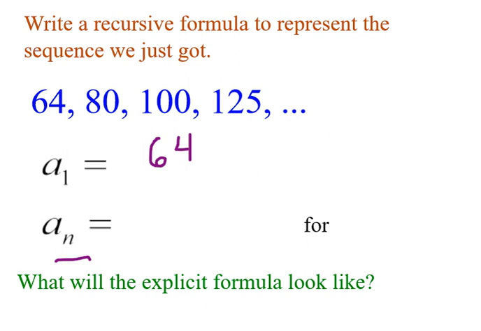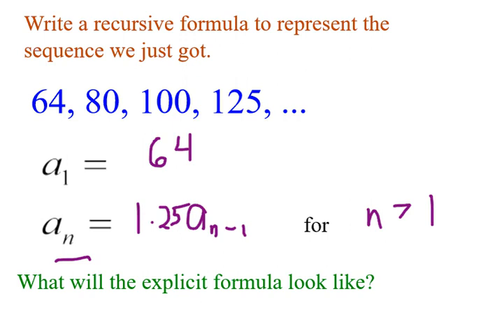Well, I take the term before, and in this case, we multiply by 1.25. And we're going to do this for all n greater than 1. Again, that's not something that we're going to focus on, but you might see that later on. Now, this is our recursive.